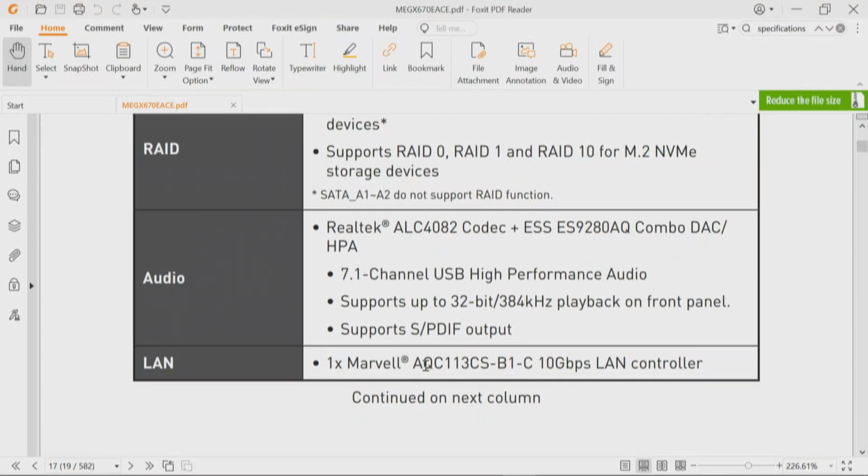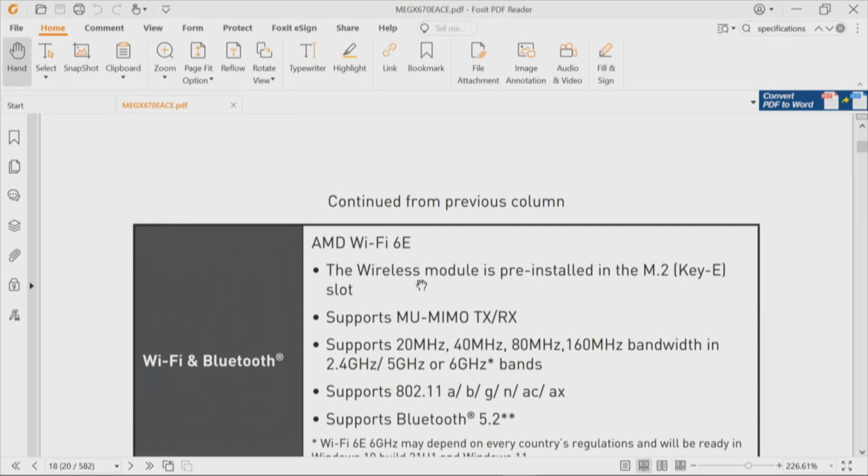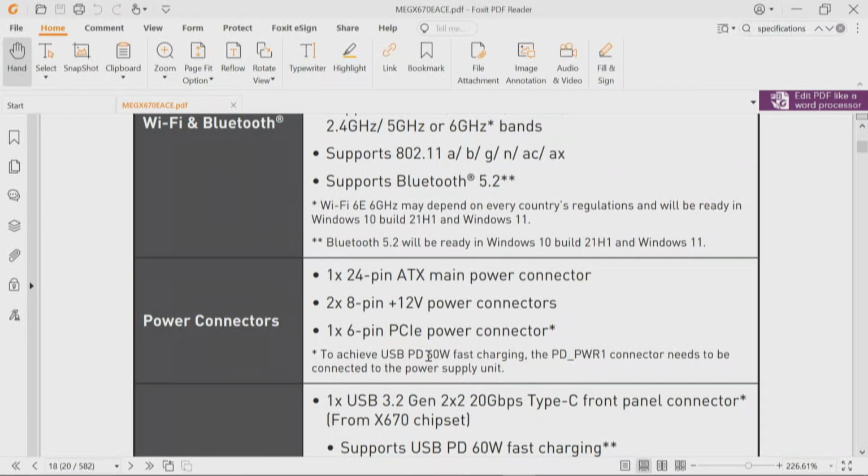There's our LAN controller, and we can look at the specs on that. That's using 4 lanes, PCI Express 4.0. It's also fascinating which chipset that's on, but we'll get to that. Going on down, the AMD Wi-Fi 6E, and yes, the Bluetooth. And then here's the note about the USB power delivery, 60 watts on the PD Power 1 connector we talked about. So you know about that.